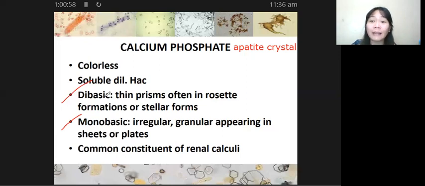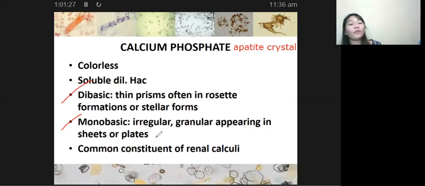Ang dihydrate ay mas common sa monohydrate. So dito naman sa ating apatite crystal or calcium phosphate, mas common ang dibasic as compared to your monobasic. Okay? So dibasic forms of calcium phosphate appear as thin prisms, often in rosette formations or stellar forms. So yung ating monobasic naman, irregular or granular, appearing in sheets or plates.